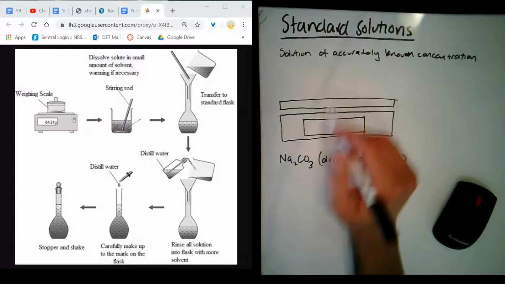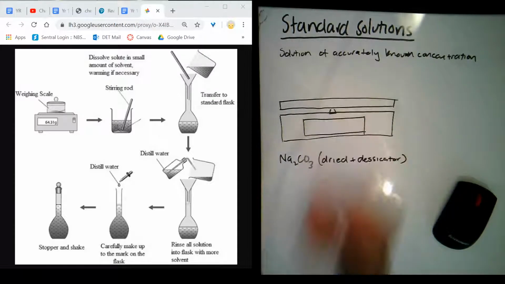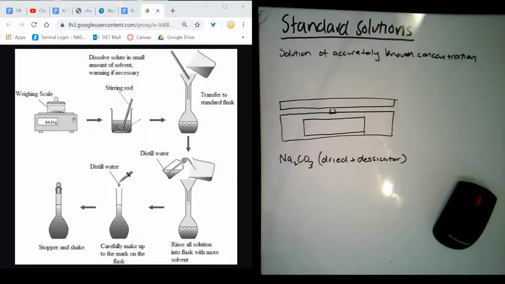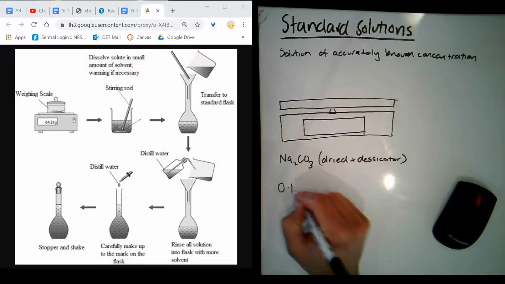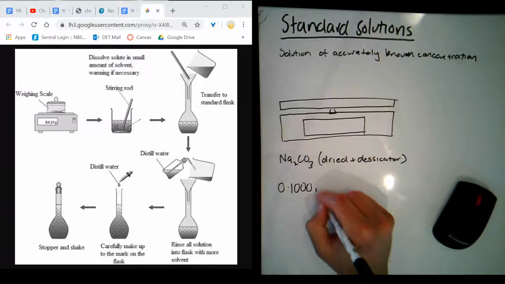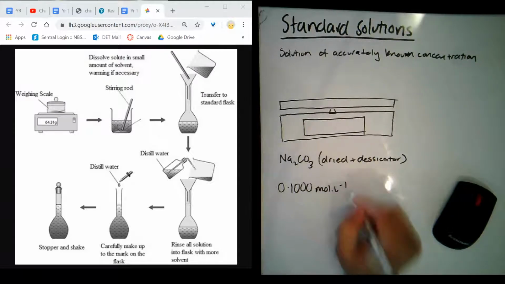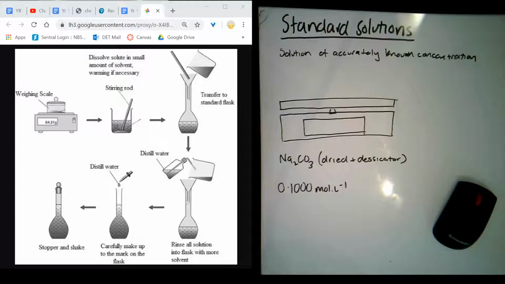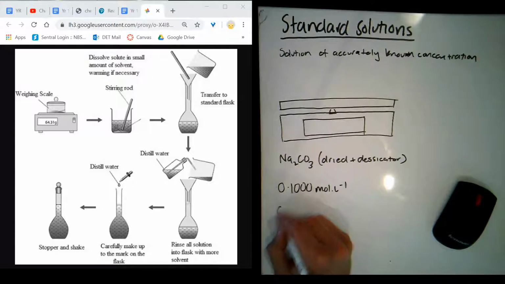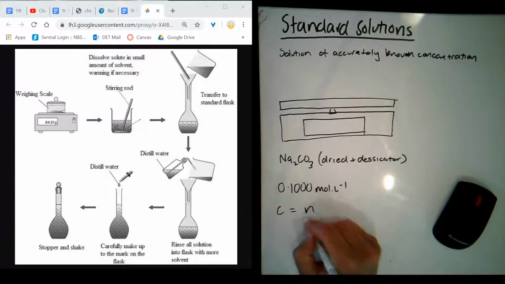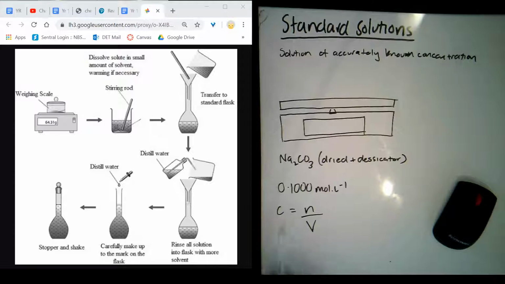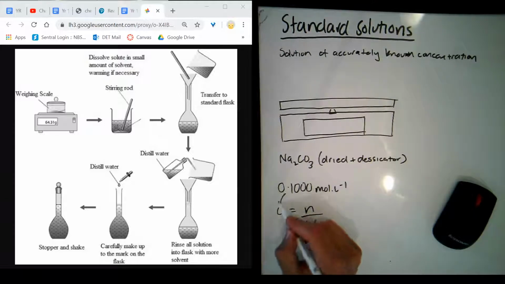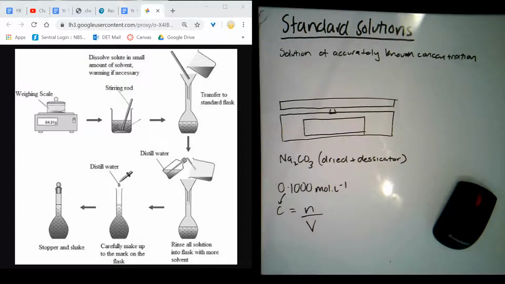What we need to do first is work out the concentration of solution that we actually want to produce. So let's say that I desire to make a 0.1000 mole per liter solution of sodium carbonate. Okay, that's cool. Let's work backwards. I know that my concentration is equal to my number of moles divided by my volume. Now, I know what I want my concentration to be. It's 0.100 moles per liter.